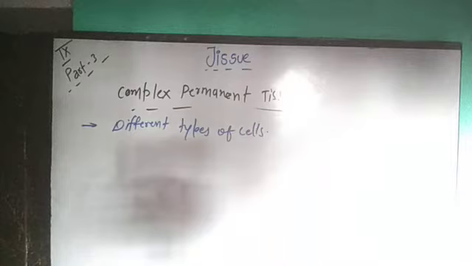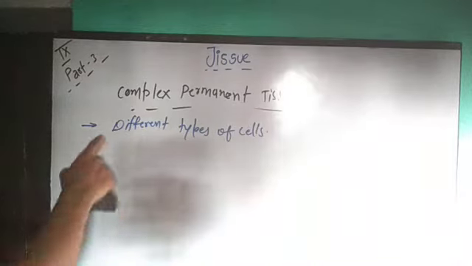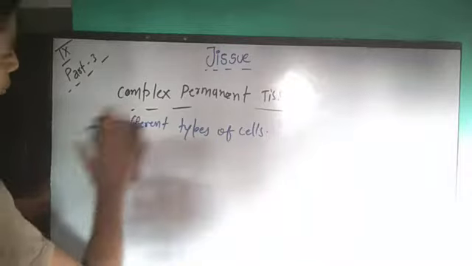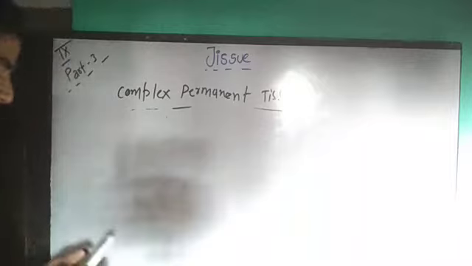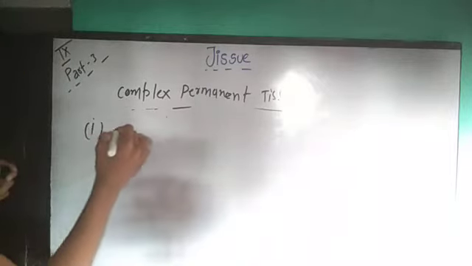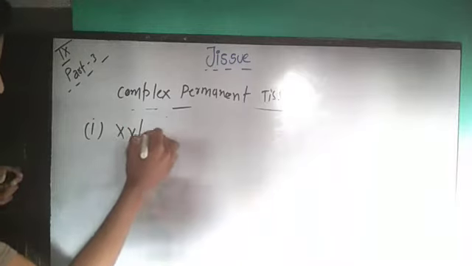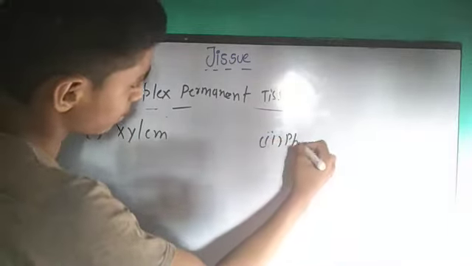So now we are going to discuss the types of complex permanent tissue. So is it clear to us? The only thing we have to remember about complex permanent tissue is that they contain different types of cells. Now we are going to start with the types. Complex permanent tissues are further divided into two. First one is xylem. Second one, phloem.